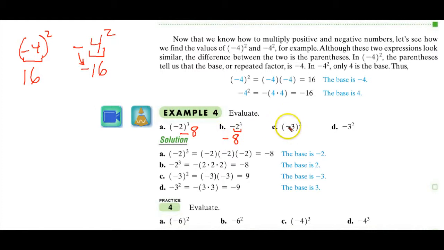Now here, this is a negative 3, I should say, squared. 2 negative signs, that's going to be a positive 9. Now here, your base is a positive 3, that's going to be a 9. Then we apply the negative sign, a negative 9. And they have it written out here, okay? And we'll do the practice too here.